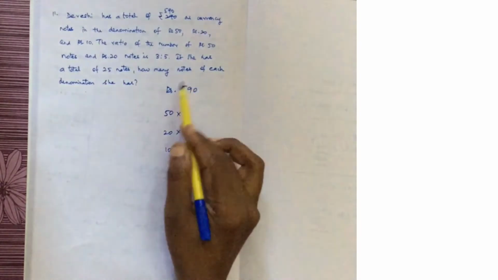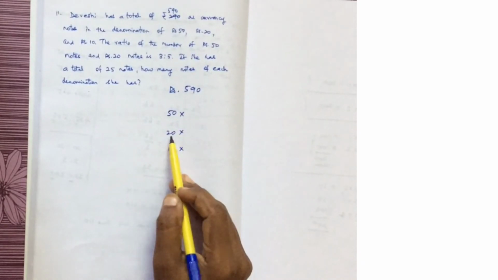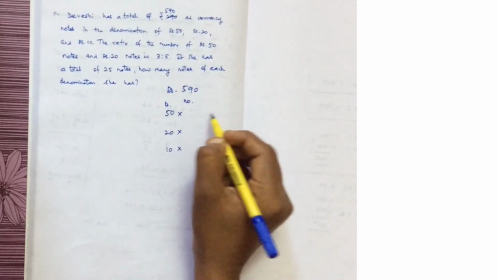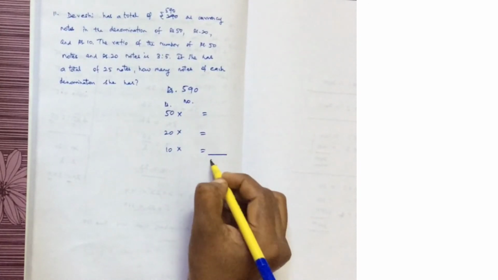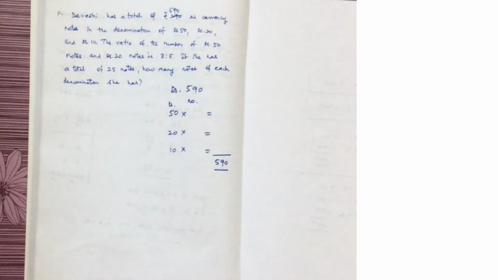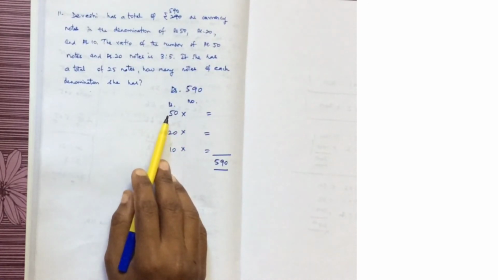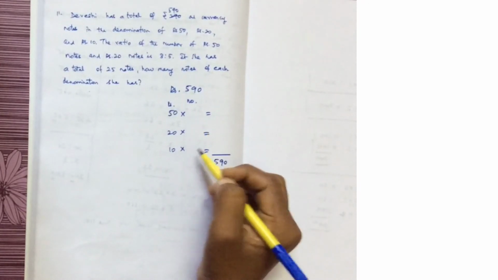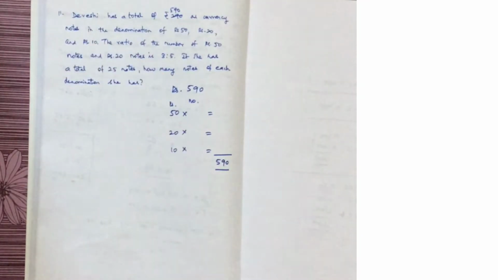Okay, the total amount is 590. There are some number of 50 rupee notes and some number of 20 rupee notes, and this is rupees, this is the number of that rupees. I don't know this number, but if you add it together, you should get this 590. This is called denomination. She has something in terms of 50 rupees, 20 rupees and 10 rupees. How many? I don't know, but if you add this, you should get this 590. That is the meaning of this first line. Okay.